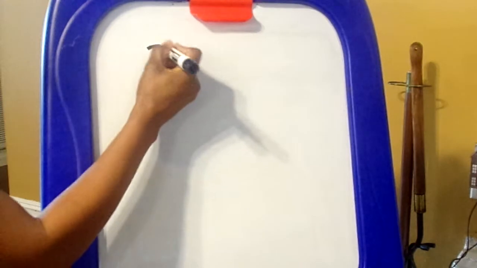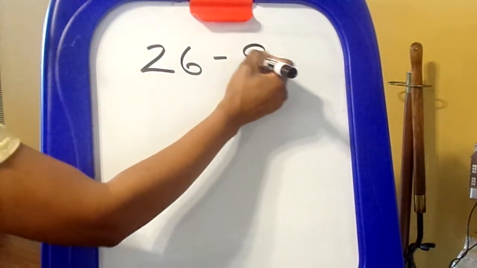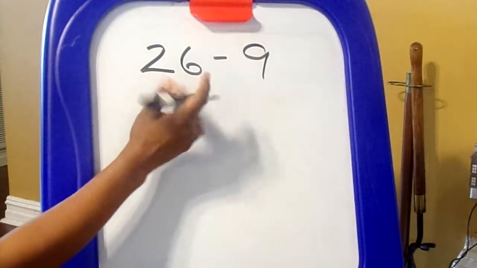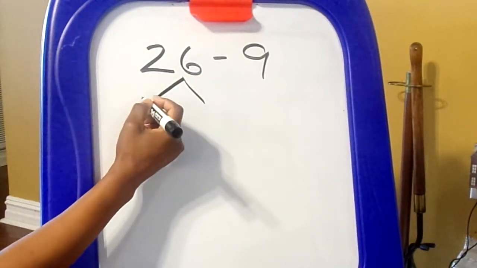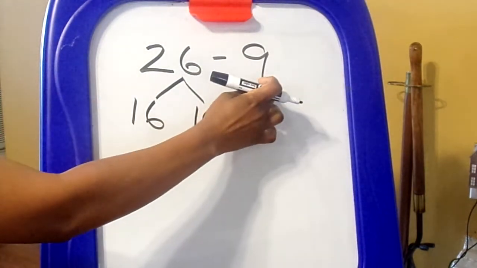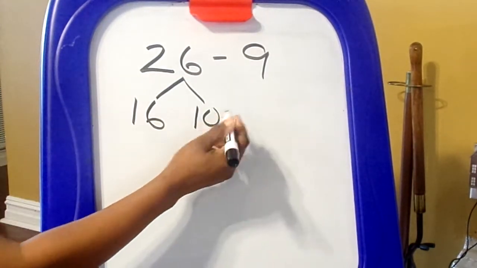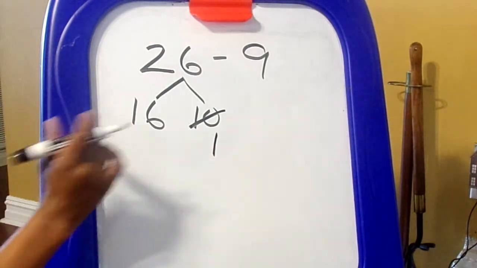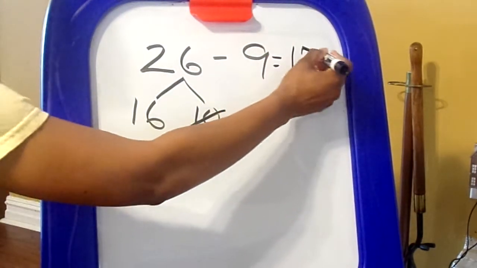If I have 26 minus 9, I can do the same thing. I can break 26 into 10 and 16. I can take the 9 from the part that's 10 and have 1, and then when I add 16 and 1 together, I get 17.